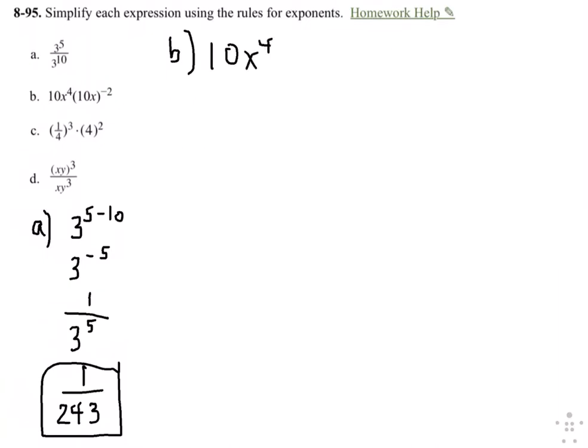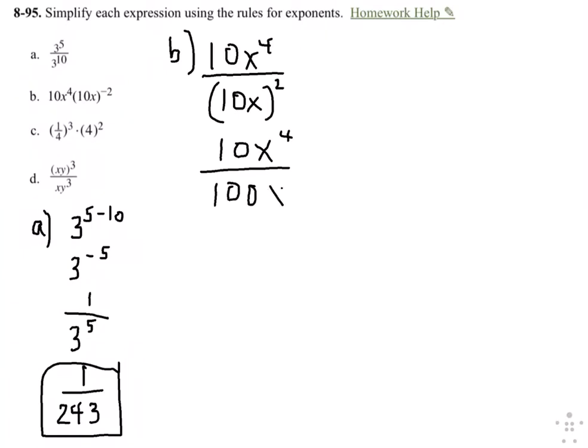So B, we have 10x to the fourth, right? 10x to the fourth. And then we have 10x, this time it's 10x that's getting raised to the negative 2. So that's really 1 over 10x squared, right? So that's 10x to the fourth. And then the bottom is 10 squared is 100, and x squared is x squared, right?